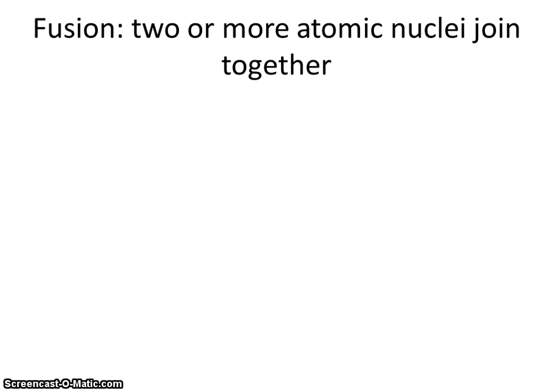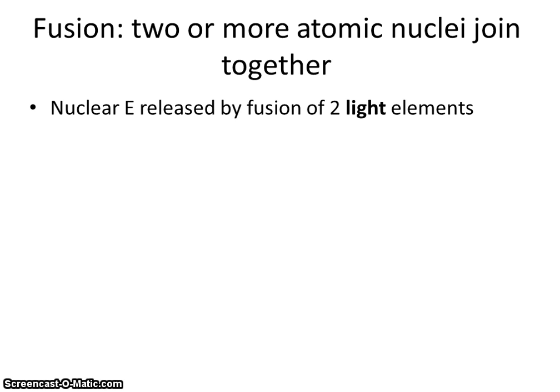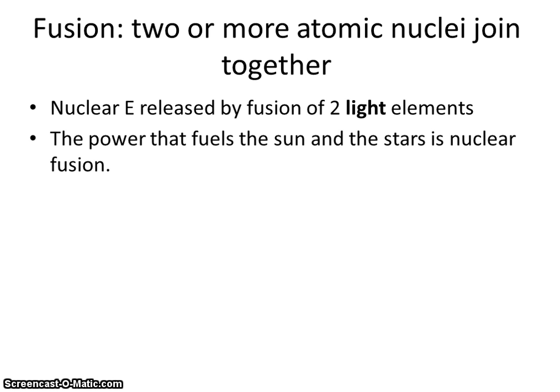Fusion is where we have 2 or more nuclei joining together. When we have fusion, when we have 2 atoms coming together, there's an amount of energy that is released by their fusion. And it's only going to happen with light elements. Heavy elements will actually break apart to release their energy. Now, we talked just now about hydrogen and helium. Those are 2 that we frequently see going through that process of fusion.